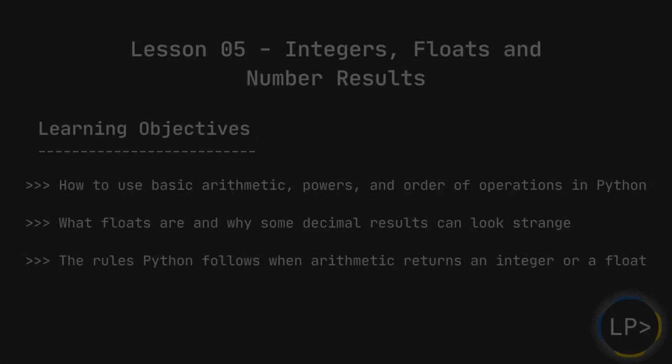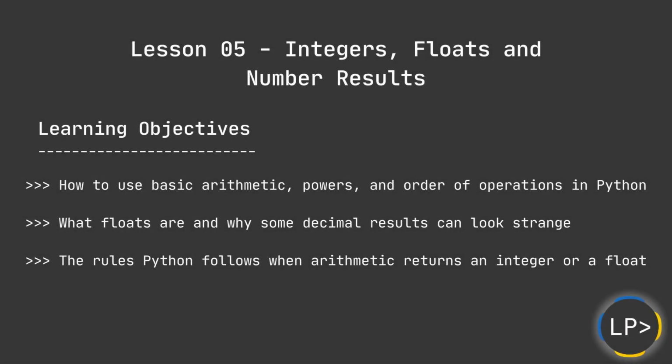And join us in the next lesson 5, where we will learn how to use basic arithmetic, powers and order of operations in Python. Additionally, what floats are and why some decimal results can look strange. And finally, the rules that Python follows when arithmetic returns an integer or a float.